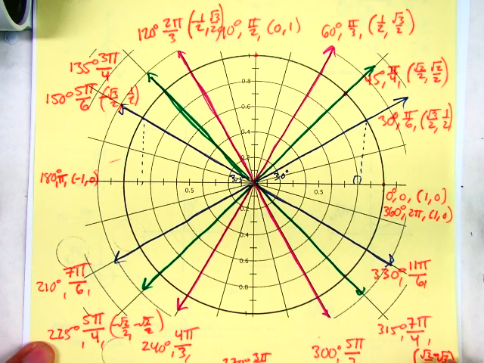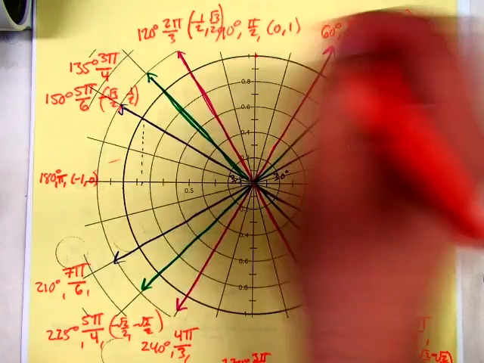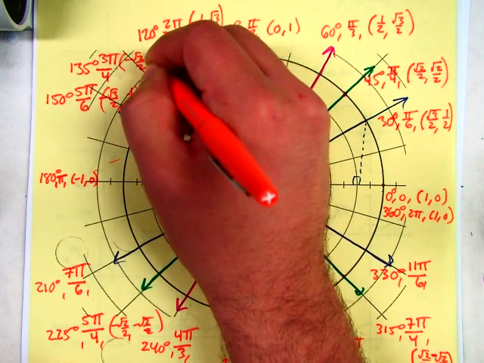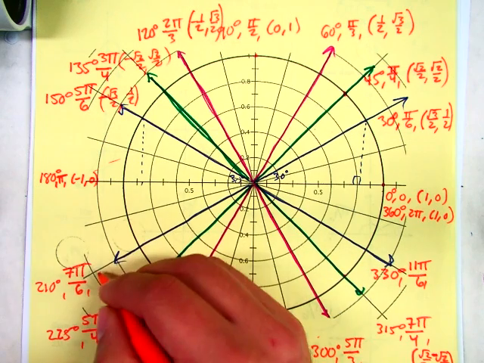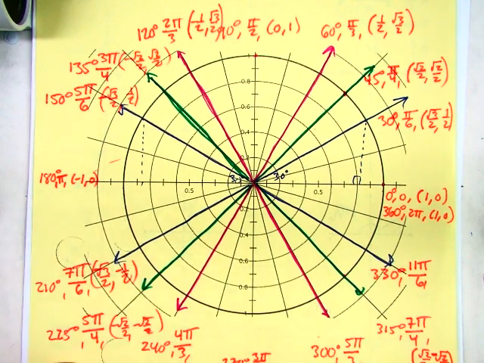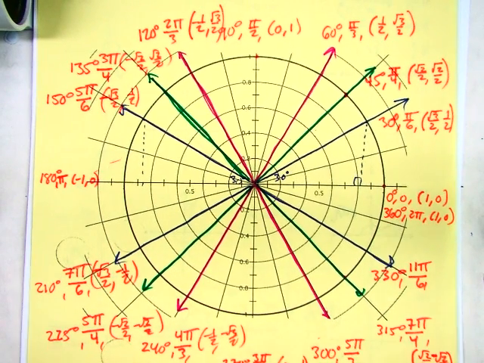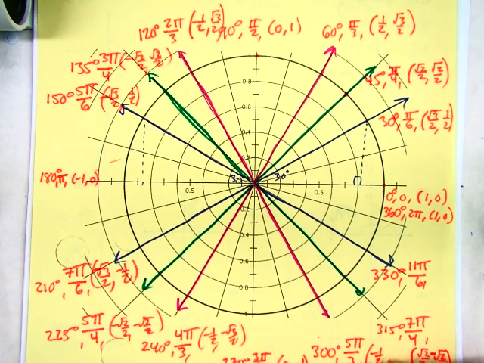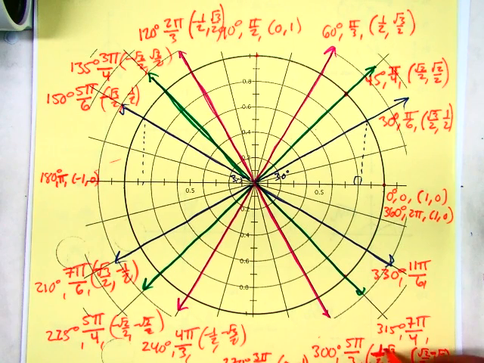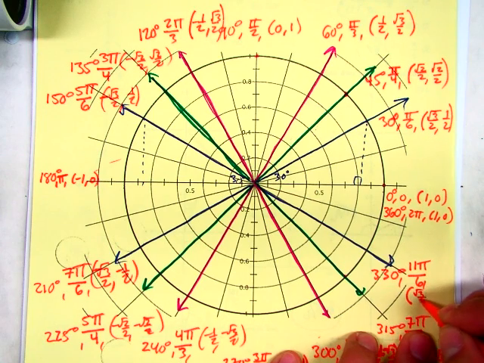Everybody got everything labeled? No. I mean, here, I'll go ahead and label it. Negative root 2 over 2, root 2 over 2. This is going to be negative root 3 over 2, negative 1/2, negative 1/2, negative root 3 over 2, 0, negative 1, negative 1/2, nope, positive 1/2. Root 3 over 2 is negative. That's good. And then here I just need root 3 over 2, negative 1/2.